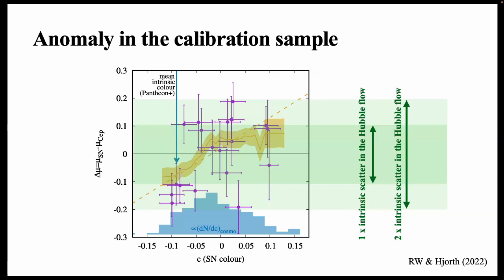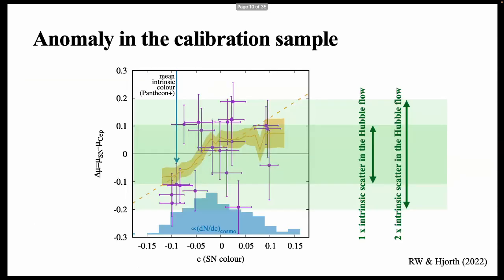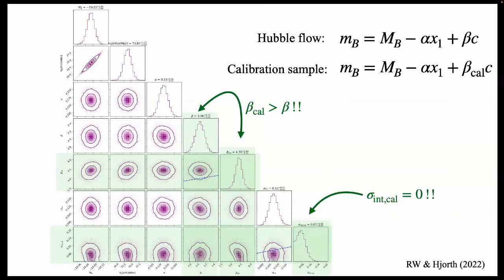Of course, you cannot use this diagram to quantify this correlation. You have to look at your likelihood and test different possible models. One simple model is to ask yourself: what happens if I have two different coefficients of color correction, one in the calibration sample and one in the Hubble flow? And in addition, I allow extra, independent intrinsic scatter in the calibration sample. A simple empirical question: what happens?